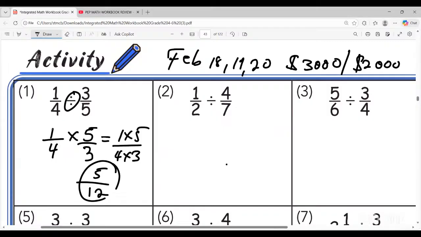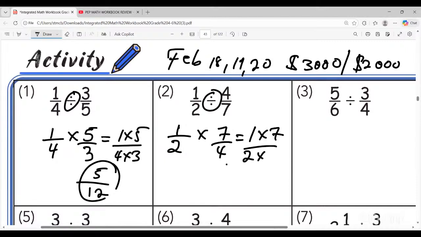All right, so now we have a half. We change the division to multiplication and we have to reciprocate. So the rule says numerator by numerator. 1 7s are 7. 2 4s are 8. So 1 times 7 is 7 and 2 times 4 is 8.